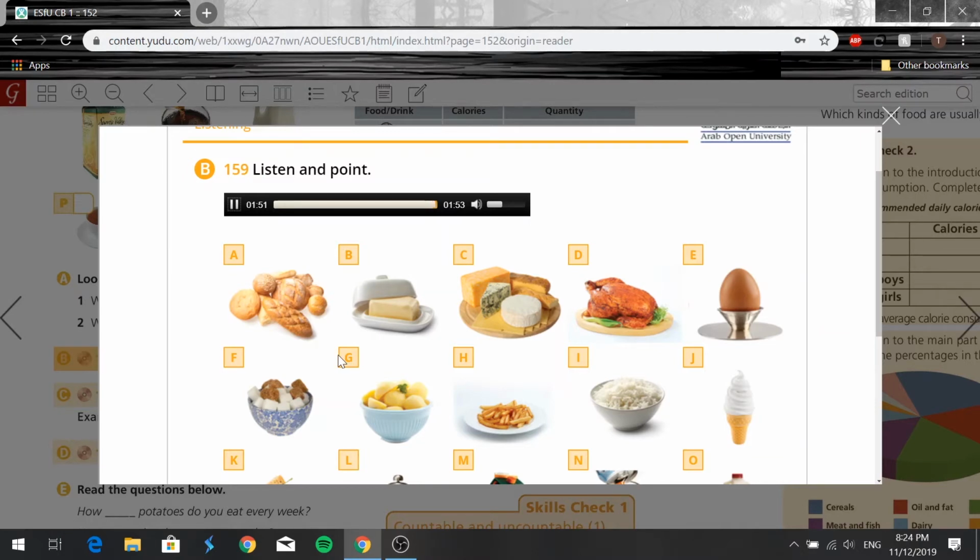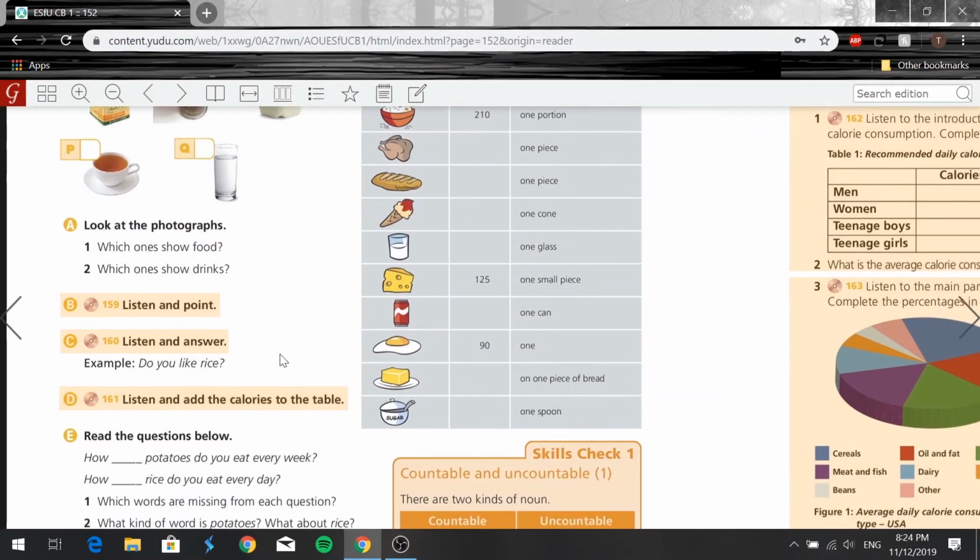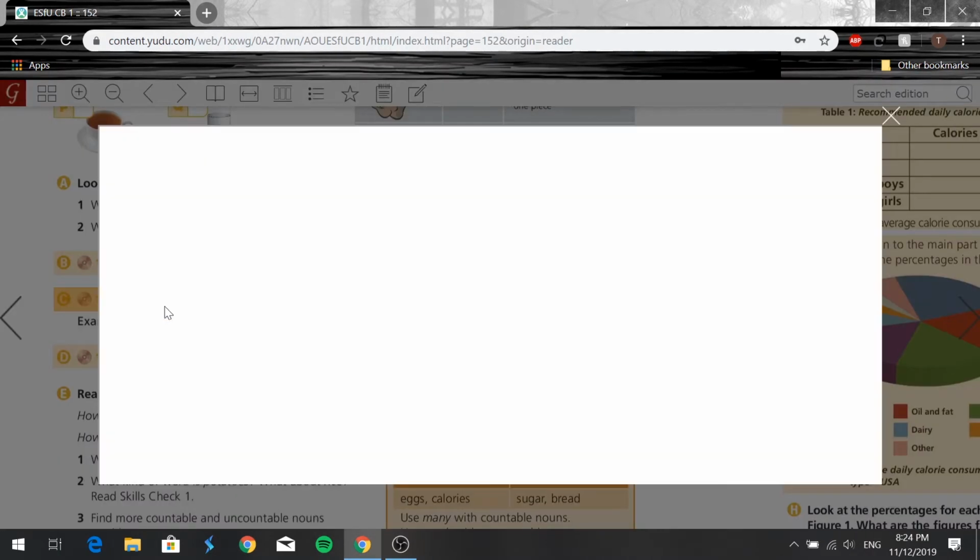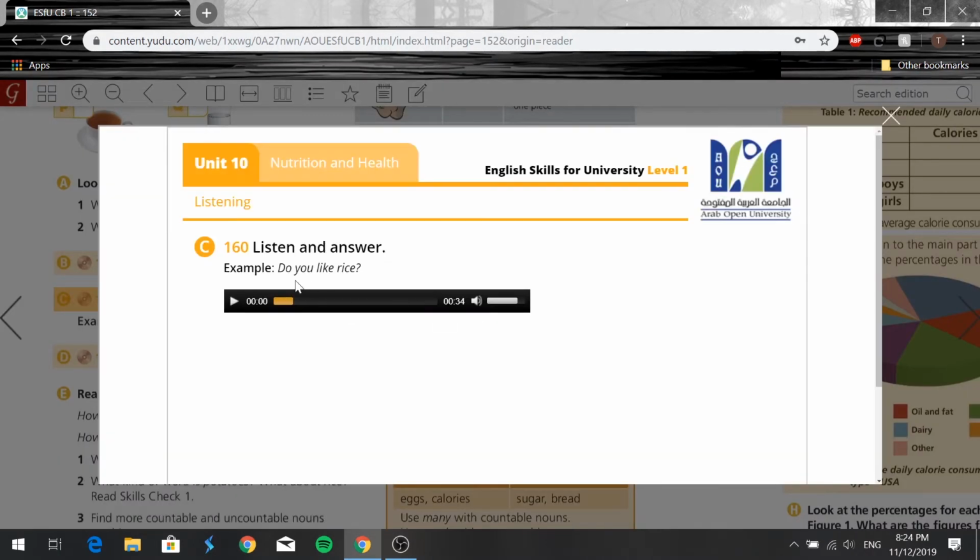Alright, so pretty straightforward exercise. Now let's go to exercise C, listen and answer. Alright, so we're going to be listening to some questions. For example, do you like rice? Do you like butter? And I'll answer as we go, but I want you guys to speak up as well, okay? This is your listening exercise after all, so speak up.